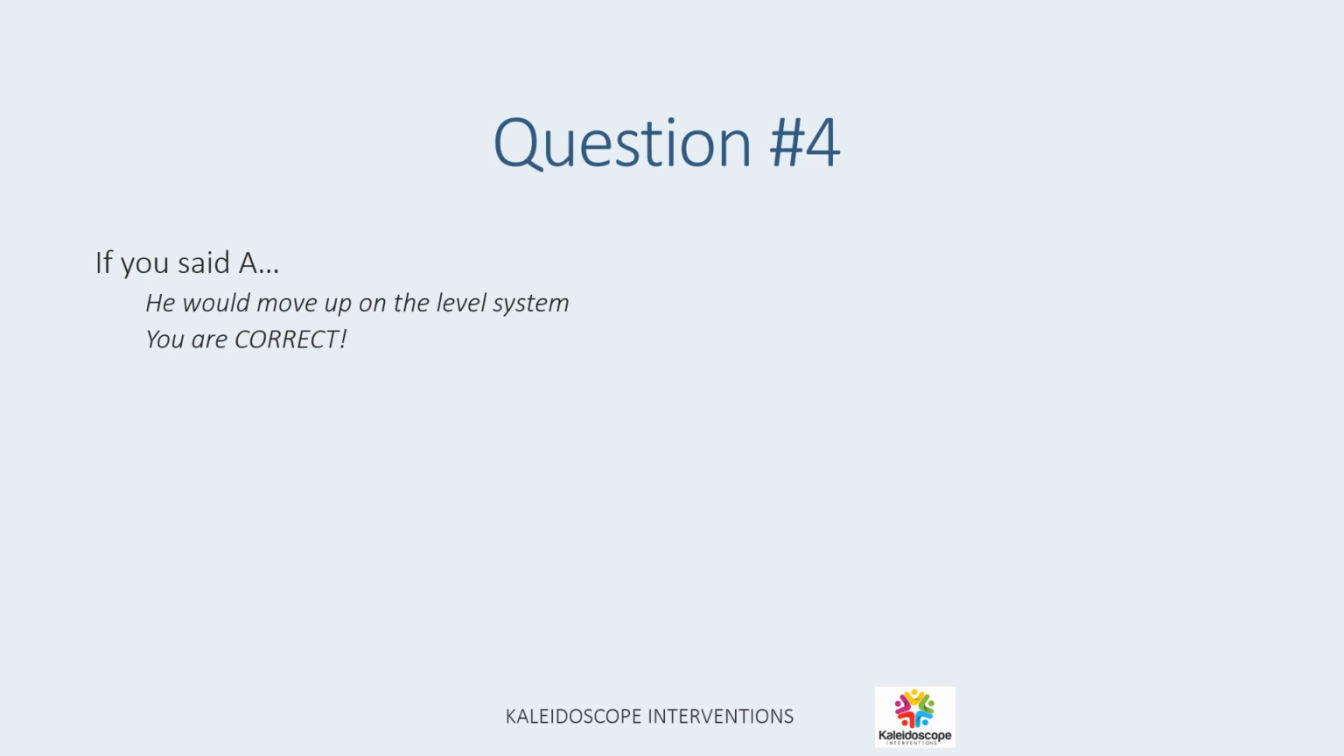If you said A, he would move up on the level system, you are correct. Nice work. Tommy would move up on the level system because he engaged in the target behavior of helping parents with household tasks.